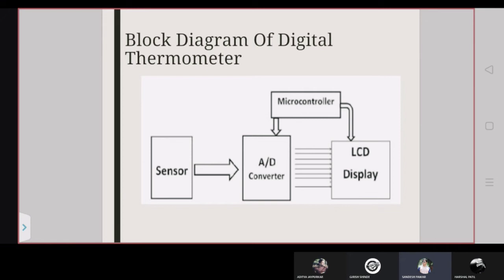This is a block diagram of digital thermometer. It consists of sensors, AD converter, microcontroller, and LCD display. Next slide.